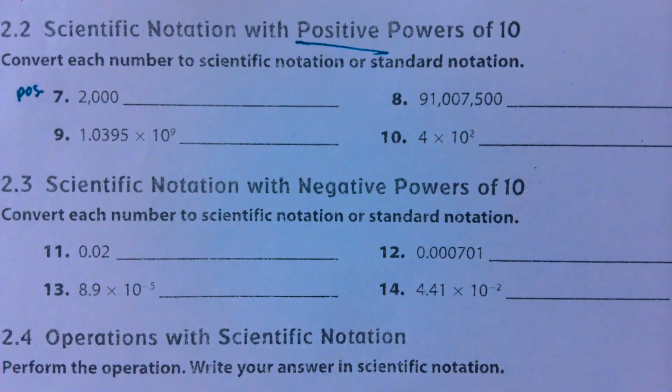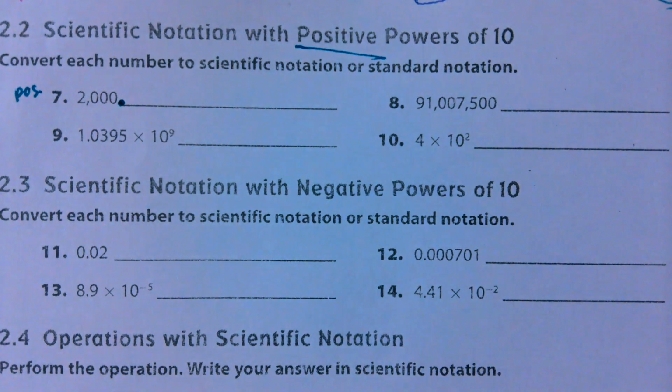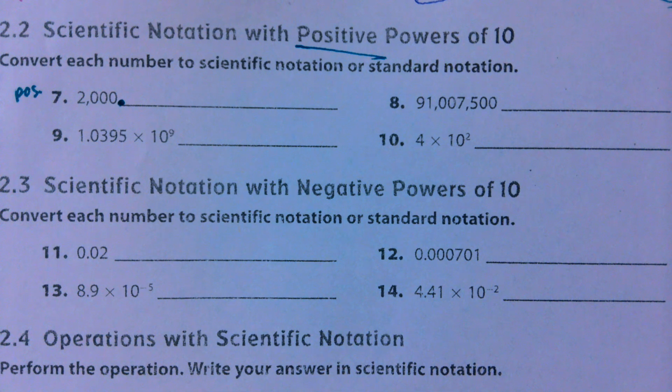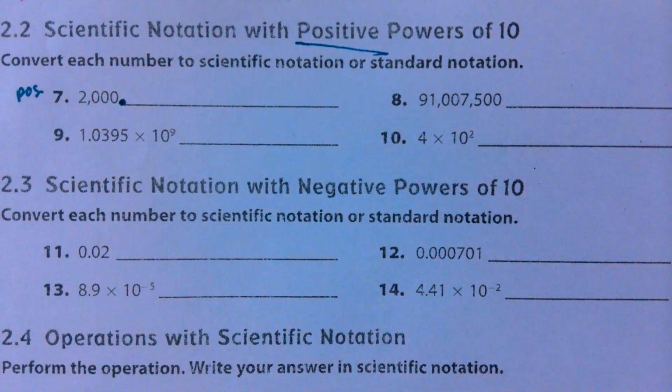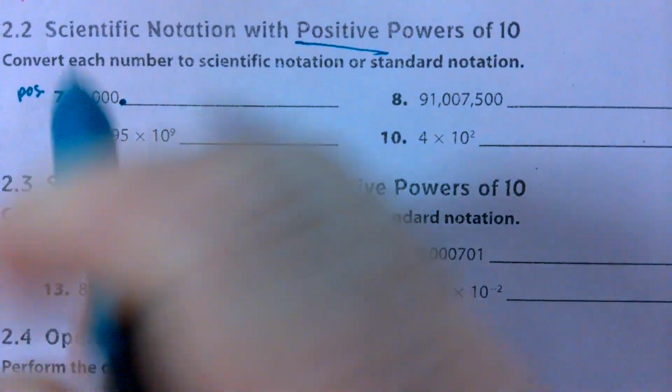2,000. Where's my decimal point right now? It's at the end. At the very end, behind 0. Is that right, Noah? That's right. Where do we want that decimal to end up? At the very front? Between the 0 and 2. Between this 2 and this 0. That's where we want it to end up.